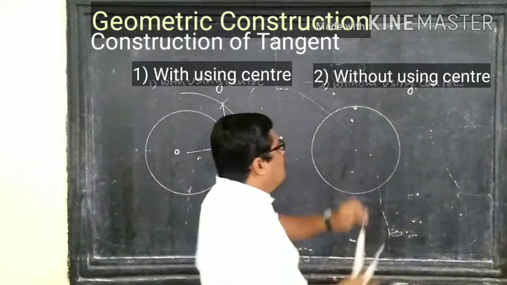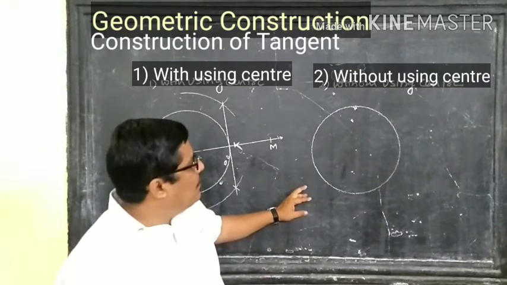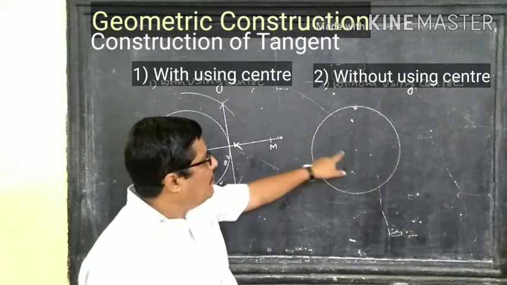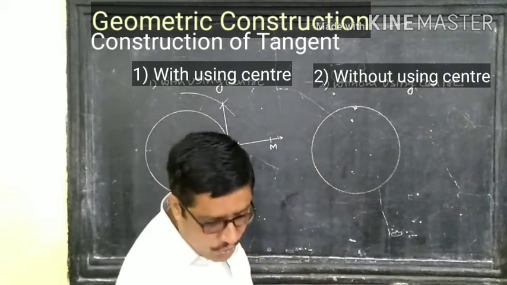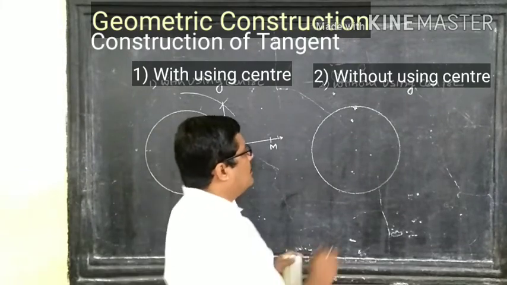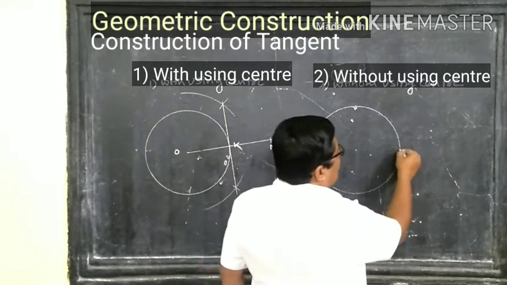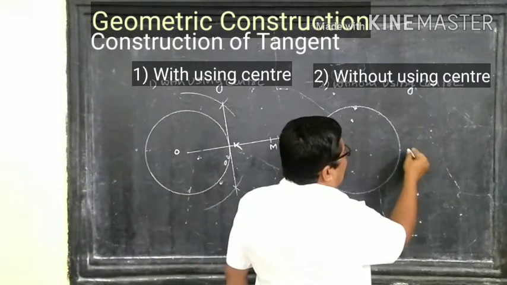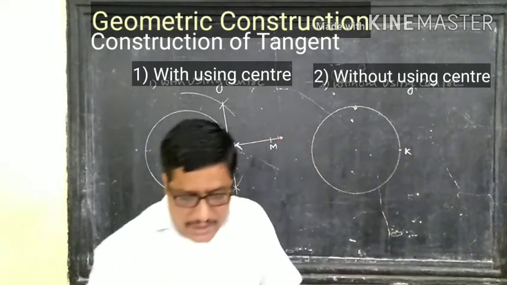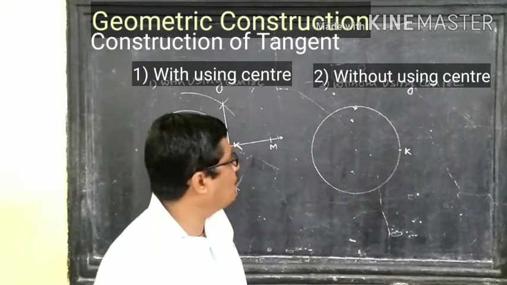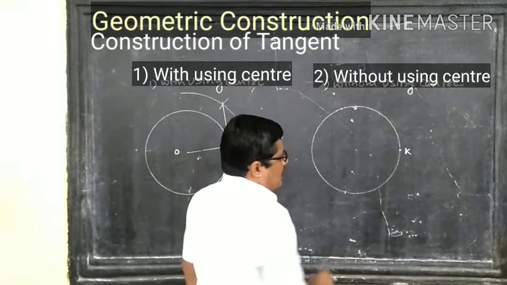This example is many times asked in the exam, so be careful with this example. Now here I have drawn a circle with center O, but I am not going to use the center of this circle. So in that case, suppose I have to draw a tangent at this point K. Now in this case, what we have to do, we have to take two other points anywhere on the circle.